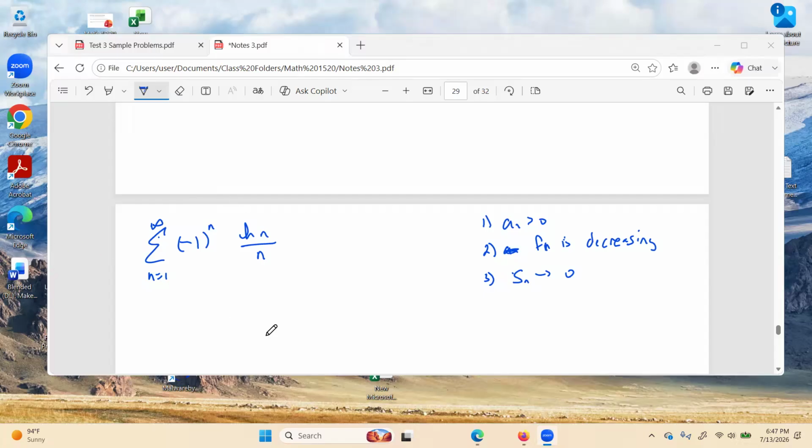Okay, welcome back to Calculus 2 here. So we are looking at alternating series now. So we have the series the sum of -1 raised to the nth power, well, this should be n starts at 2, of ln of n over n.